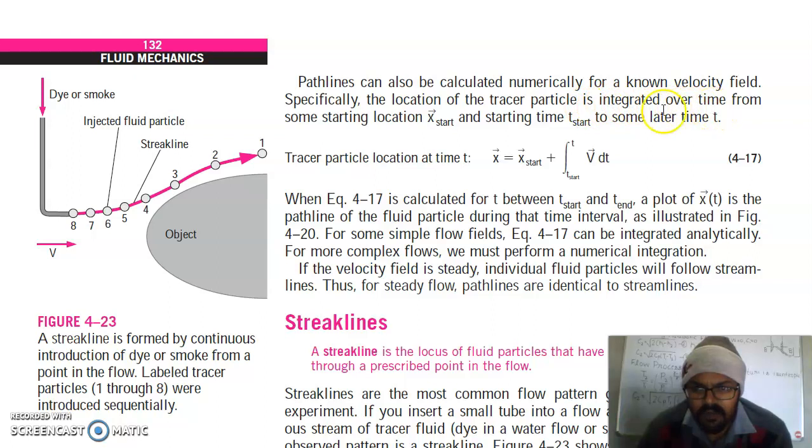especially where the location of the tracer particle is integrated over time from some starting location x start and starting time t start to some later time, giving the tracer particle location at time t. So x is equal to x start plus the integral from t start to t of velocity dt. So here the initial position of the tracer particle is given. When you integrate from t start to t of velocity dt, you will get the position at different intervals of time. So this equation is calculated for t between t start and t end.